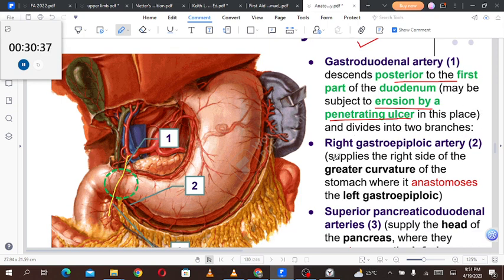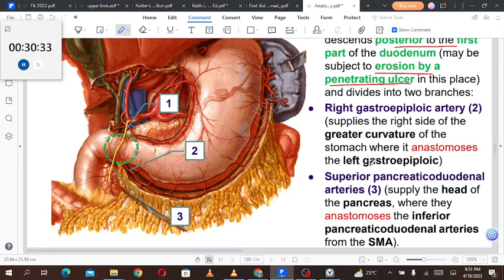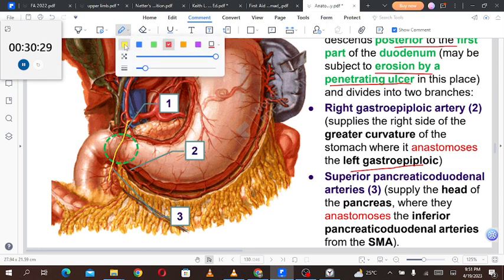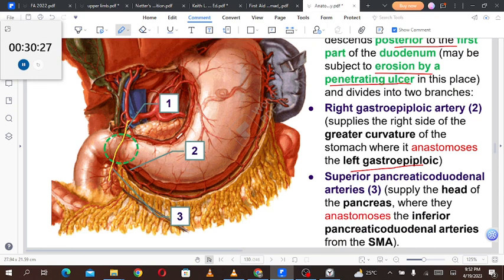The right gastroepiploic artery supplies the right side of the greater curvature of the stomach, where it anastomoses with the left gastroepiploic artery. So here you can see that the gastroduodenal artery is dividing into the right gastroepiploic artery, which will anastomose here with the left gastroepiploic artery, which is coming from the splenic artery. They will come and anastomose at the greater curvature.